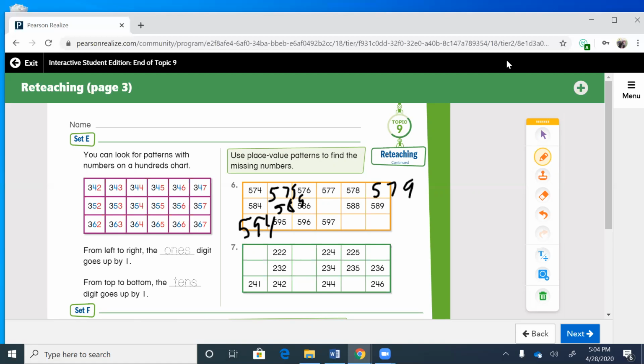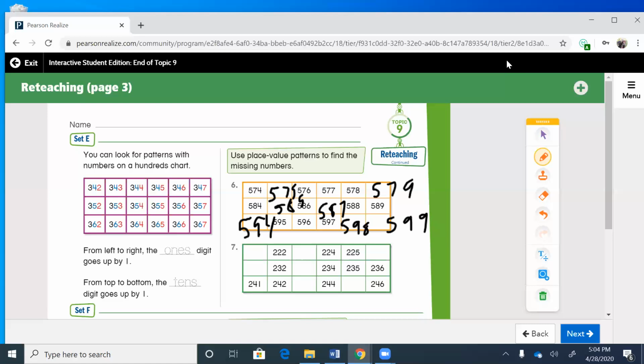Isn't that nice? 577, 587, 597, 578, 588, 598, 579, 589, 599. Now, you don't have to do it that way.